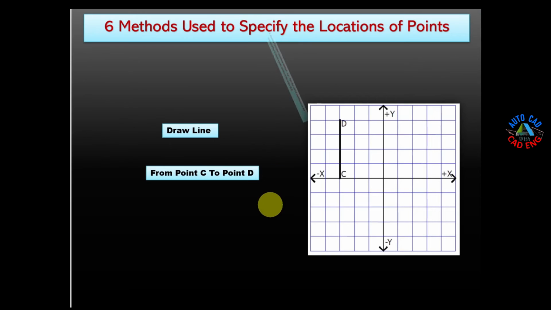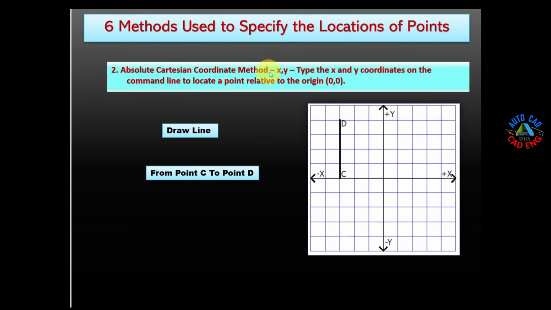The second method is the absolute Cartesian coordinate method. We will give point values relative to the origin.